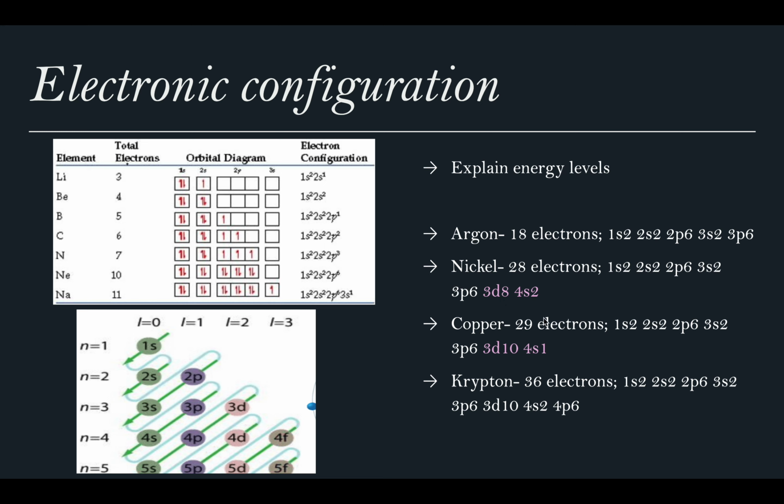Now, there are some exceptions in copper's case, where it is more stable for the atom to complete its 5 orbitals and have a 4s1 than to have a 3d9 and then 4s2. It's more stable to do it this way, okay? And then we have an example for krypton here.